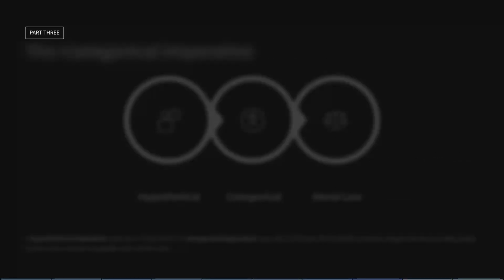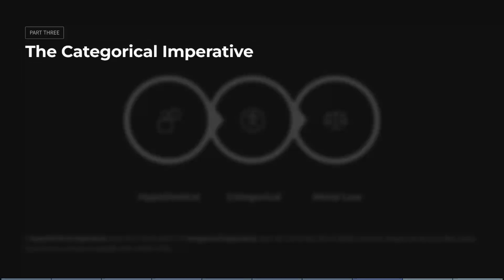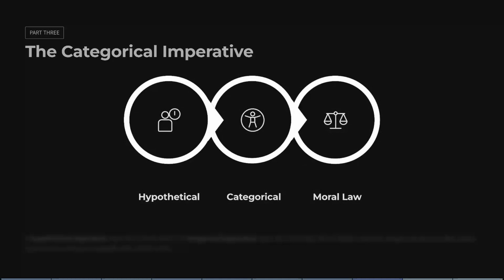Now, Kant's moral philosophy culminates in the concept of what's called the categorical imperative. And to understand it properly, you first need to understand the contrast he draws with hypothetical imperatives. A hypothetical imperative takes the form: if you want X, do Y. These are conditional commands. If you want to lose weight, eat less. If you want to pass your exams, revise. The obligation depends entirely on whether you want the goal. If you do not want the goal, the imperative has no force.